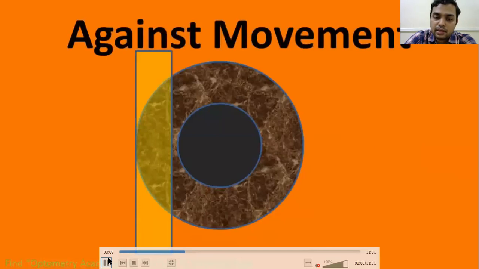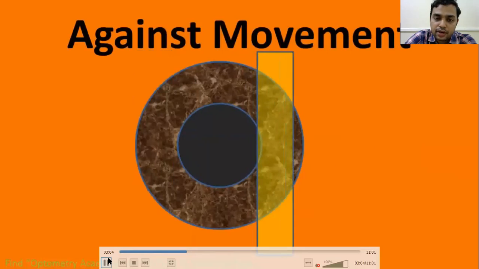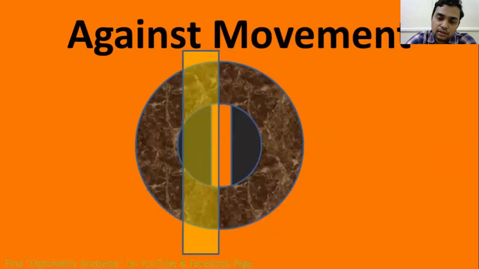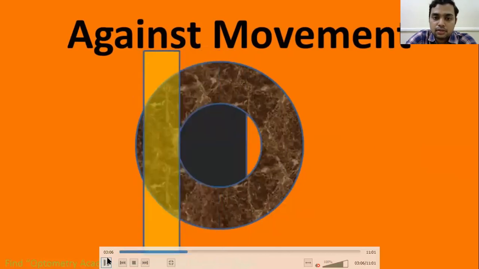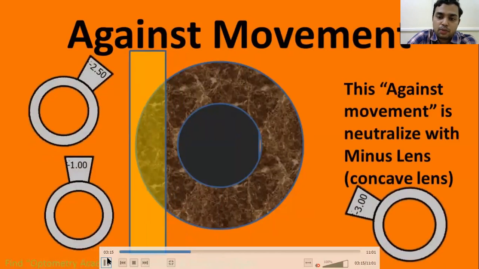So against movement is seen in case of myopia greater than 1 diopter. So this is the against movement. The retinoscopic light is moving towards the left side, and the red reflex is moving towards the right side. This is seen in case of myopia of greater than 1 diopter. So it is a myopia, the myopic refractive error. So we correct the refractive error by putting concave lenses, that is minus lenses.